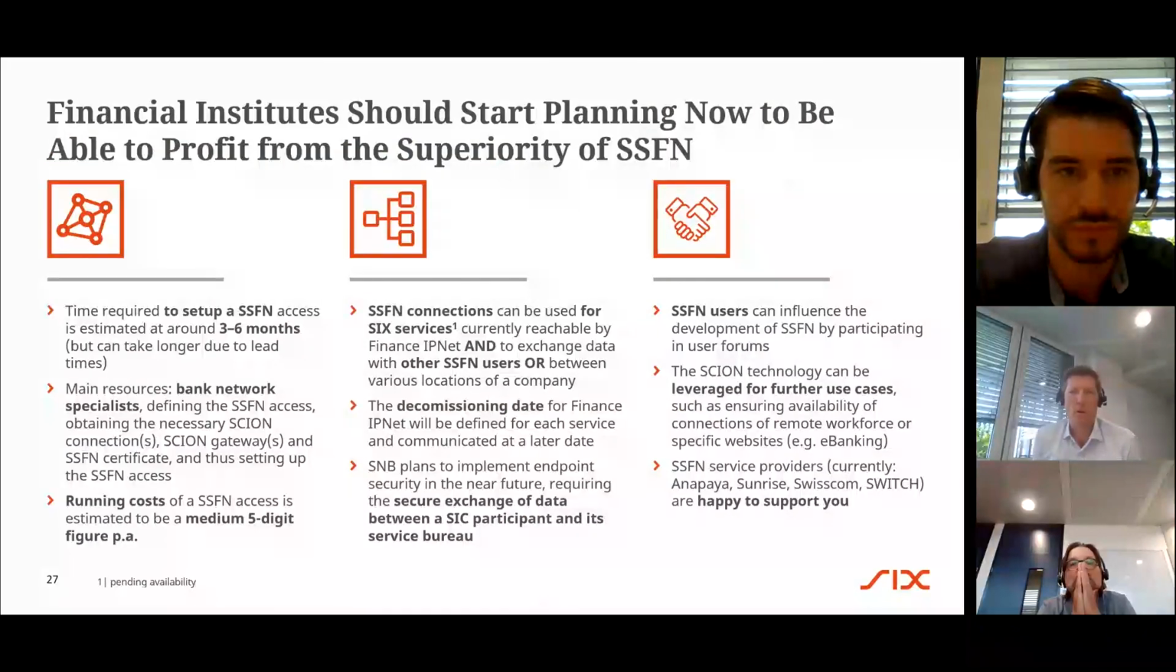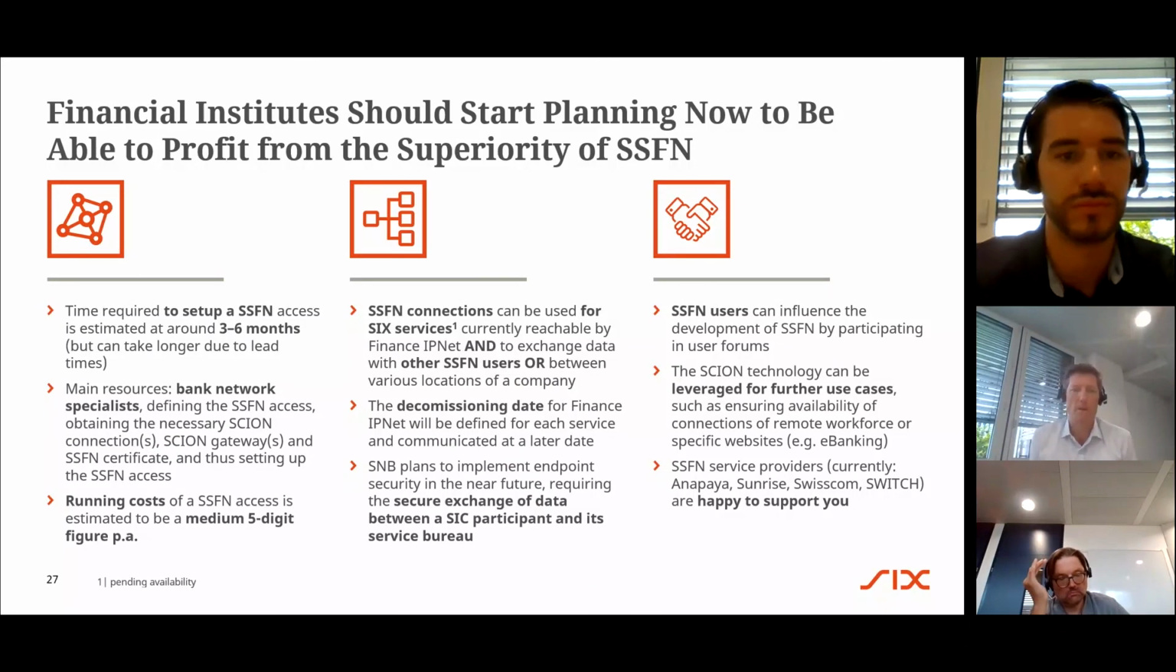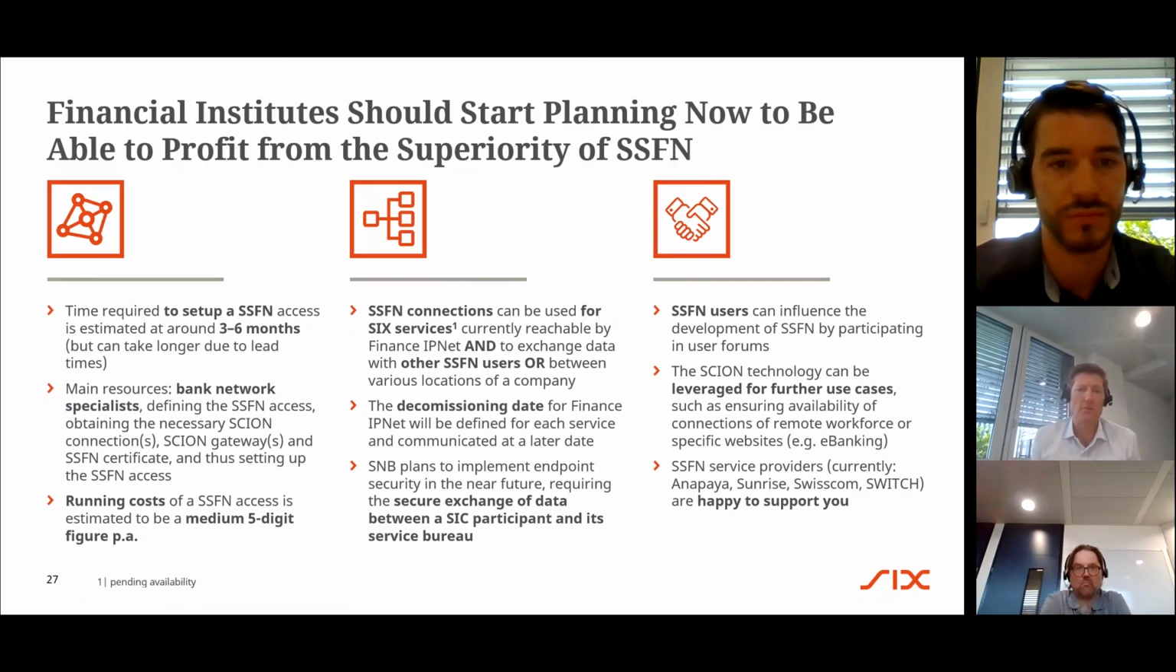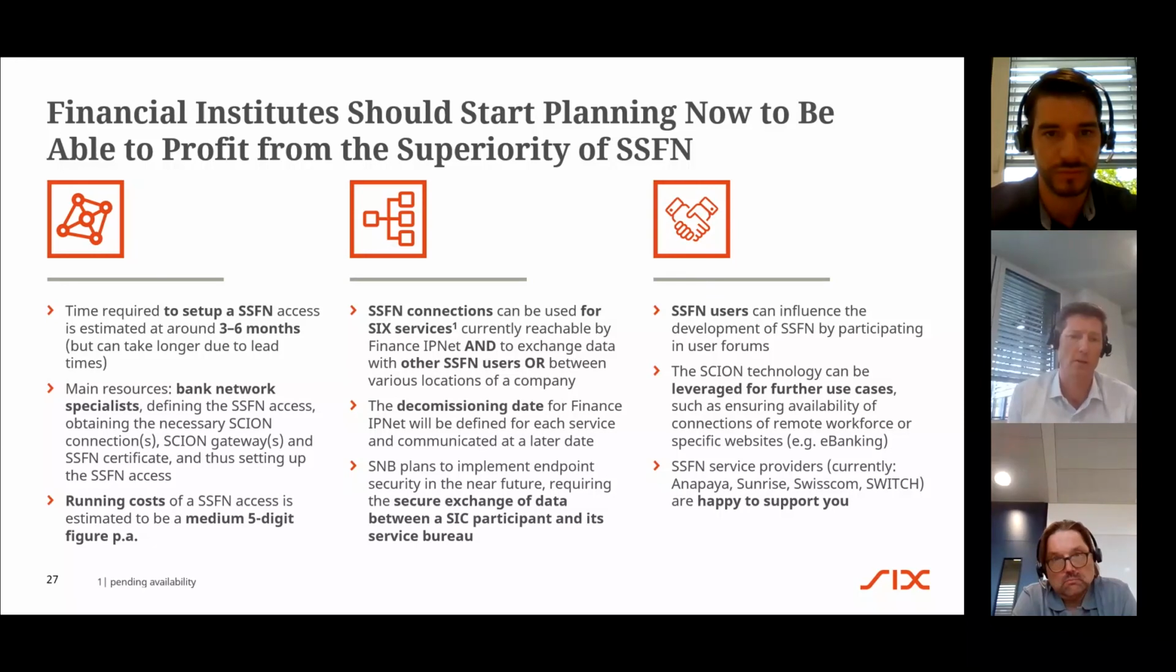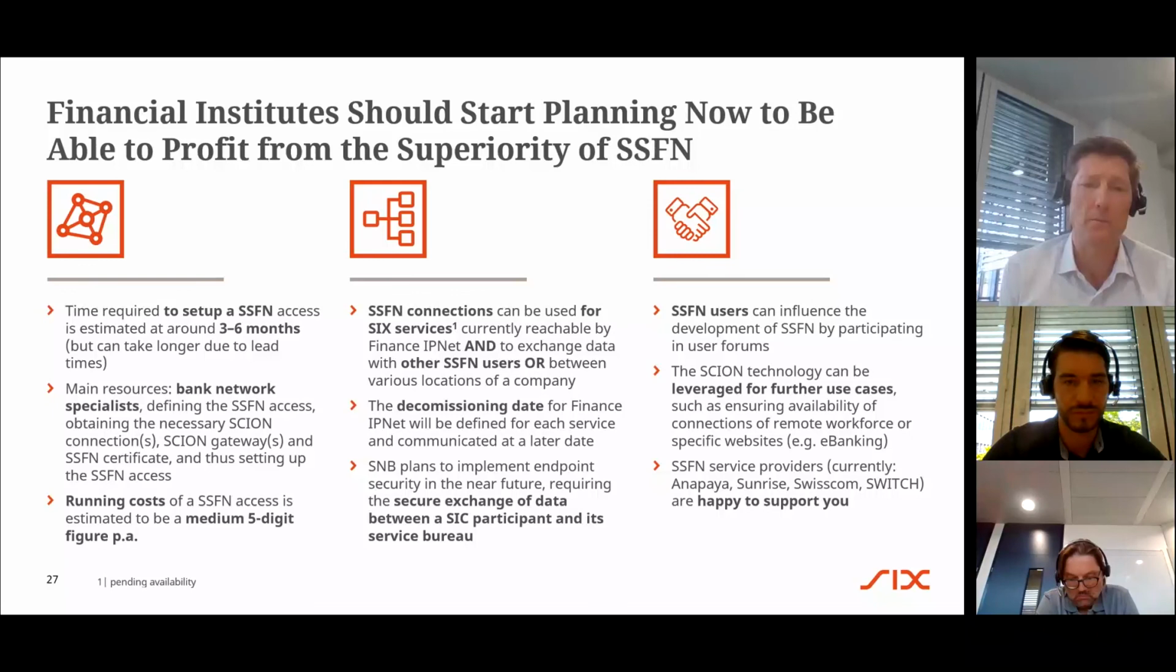Some final comments in the sense of a wrap up. What does it take to set up an Ssfn connection? Beat went through the various steps with you. We expect it to take at least 3 to 6 months. It can take longer due to lead times, ordering certain items. So again, another reason to start a bit earlier. It's mostly the network specialists who are involved in setting it up.